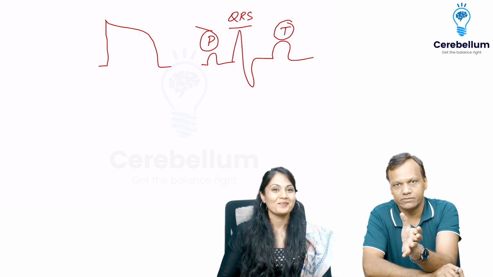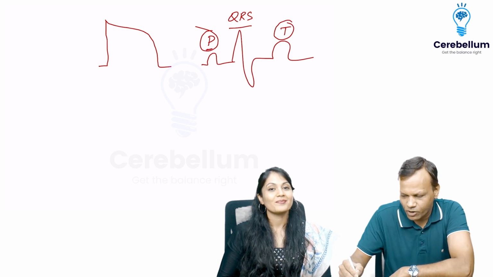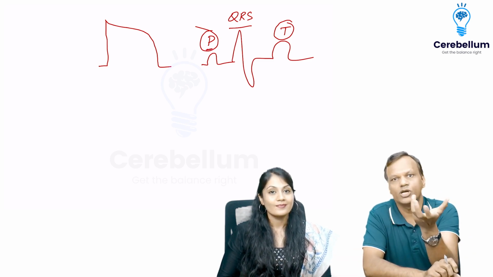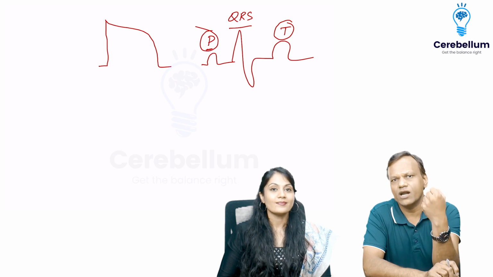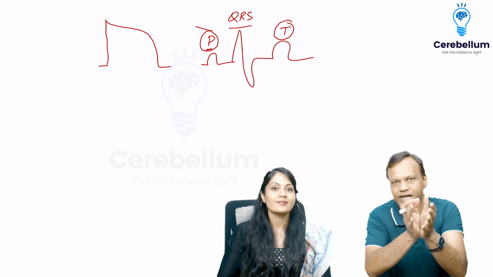Atrial repolarization does not happen? Obviously it happens, but atrial repolarization is behind the QRS interval. We are not able to see it in the ECG. So whatever we are not able to see, leave that. But in the ventricle, we can see both.